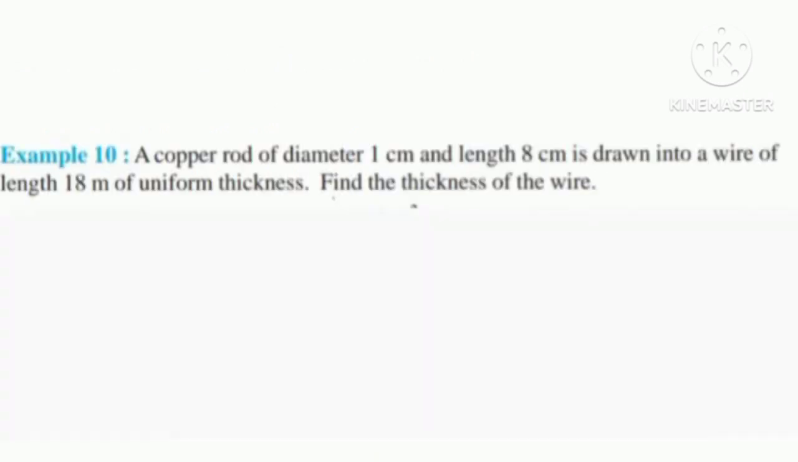Let's have a look at this example. This question says that there is a copper rod of diameter 1 centimeter and its length is 8 centimeter. This rod is drawn into a wire whose length is given as 18 meter and it is of uniform thickness. Then we have to find the thickness of the wire.